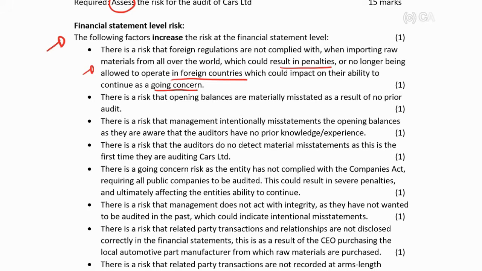Okay, so there's a few ways in which there could be misstatements by not complying with foreign regulations. But if the regulation itself does not impact the financials on its own, then this is how it could: through penalties for not complying, which could affect their going concern.